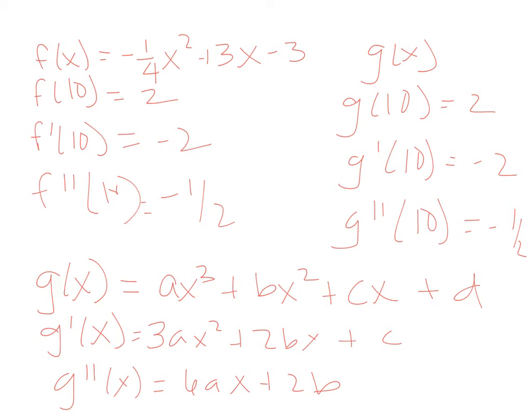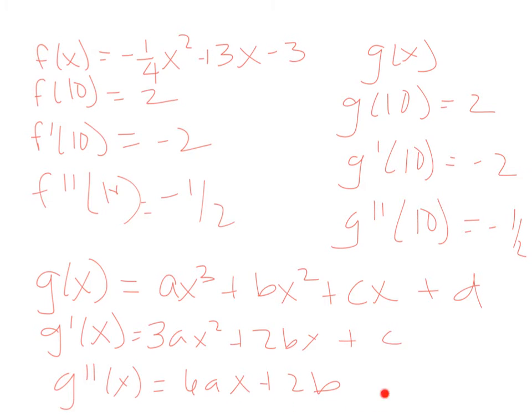And then I had to implement these constraints, as they call them in the linear programming world, which is what you're doing here essentially. I put in the 10 for x, and I had an equation that was made up of a, b, c, and d. For g prime, I put the 10 in for x and set it equal to negative 2. And then I put a 10 in for x in g double prime and set it equal to negative 1/2. And then I used substitution.